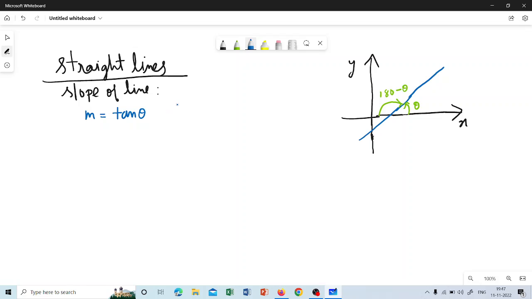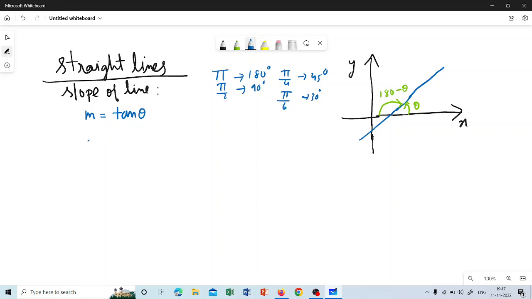Now I am going to say one more thing. You know that in radian notation, pi implies 180 degrees, pi by 2 is 90, pi by 4 is 45, and pi by 6 is 30 degrees. Now the slope of a line, I am defining it as tan theta.